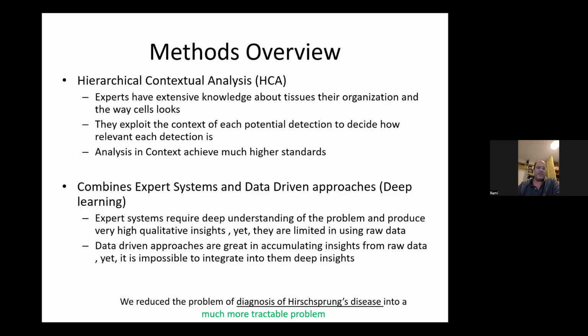So we combine the insights from experts, the insights collected in the last 100 years, and use deep learning techniques in order to take into account all the memory data that we can actually collect. And then I think what we achieved is that we succeeded in reducing the problem of analysis of Hirschsprung disease into something which is very tractable.